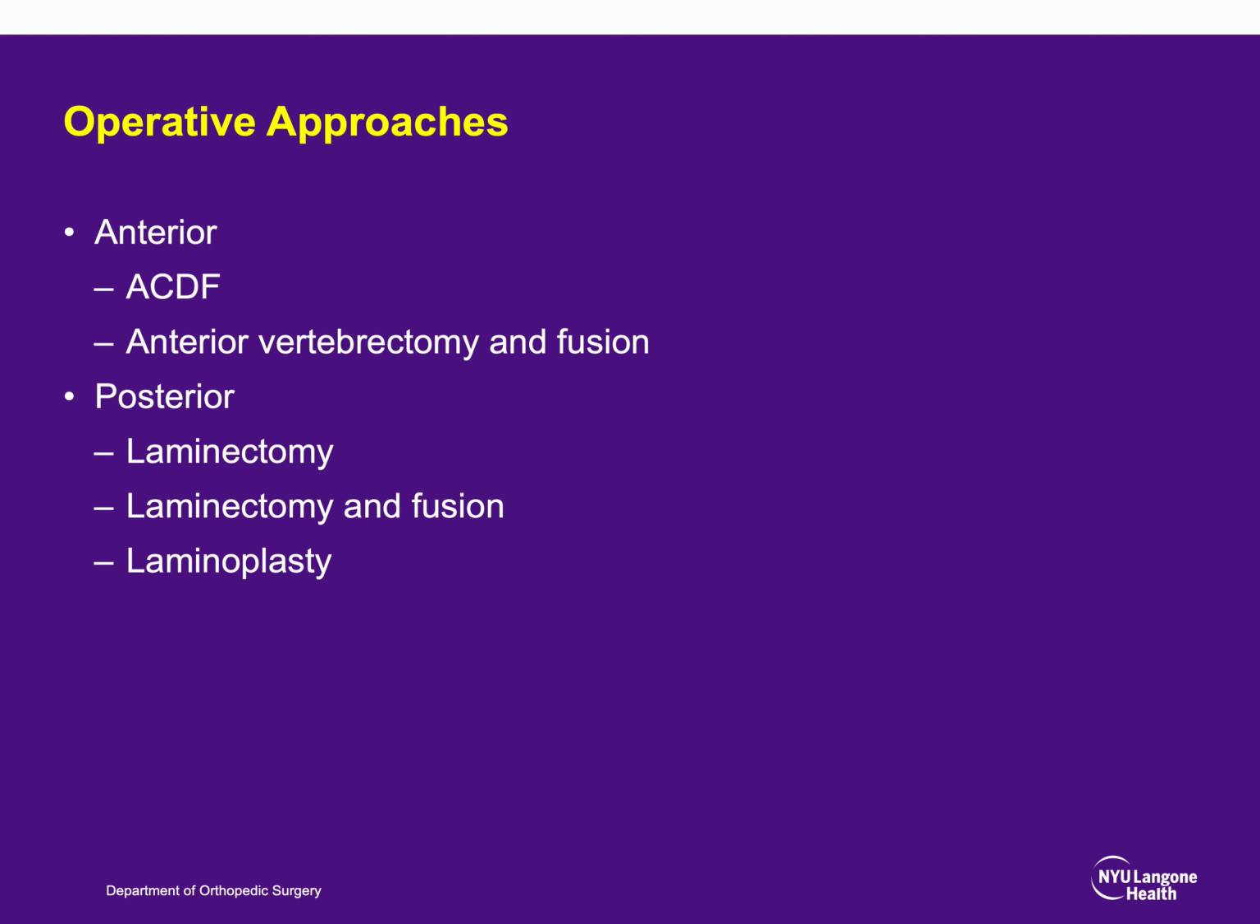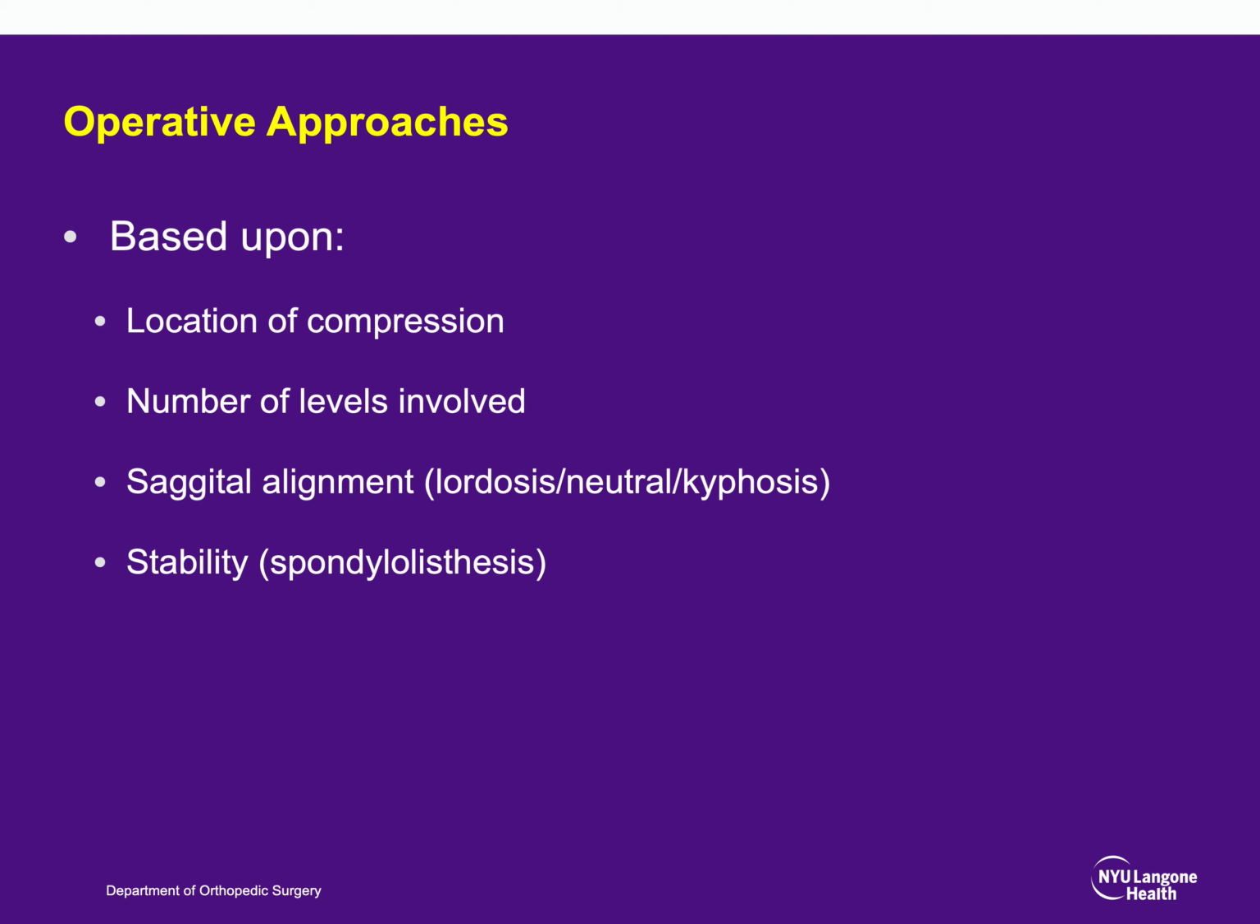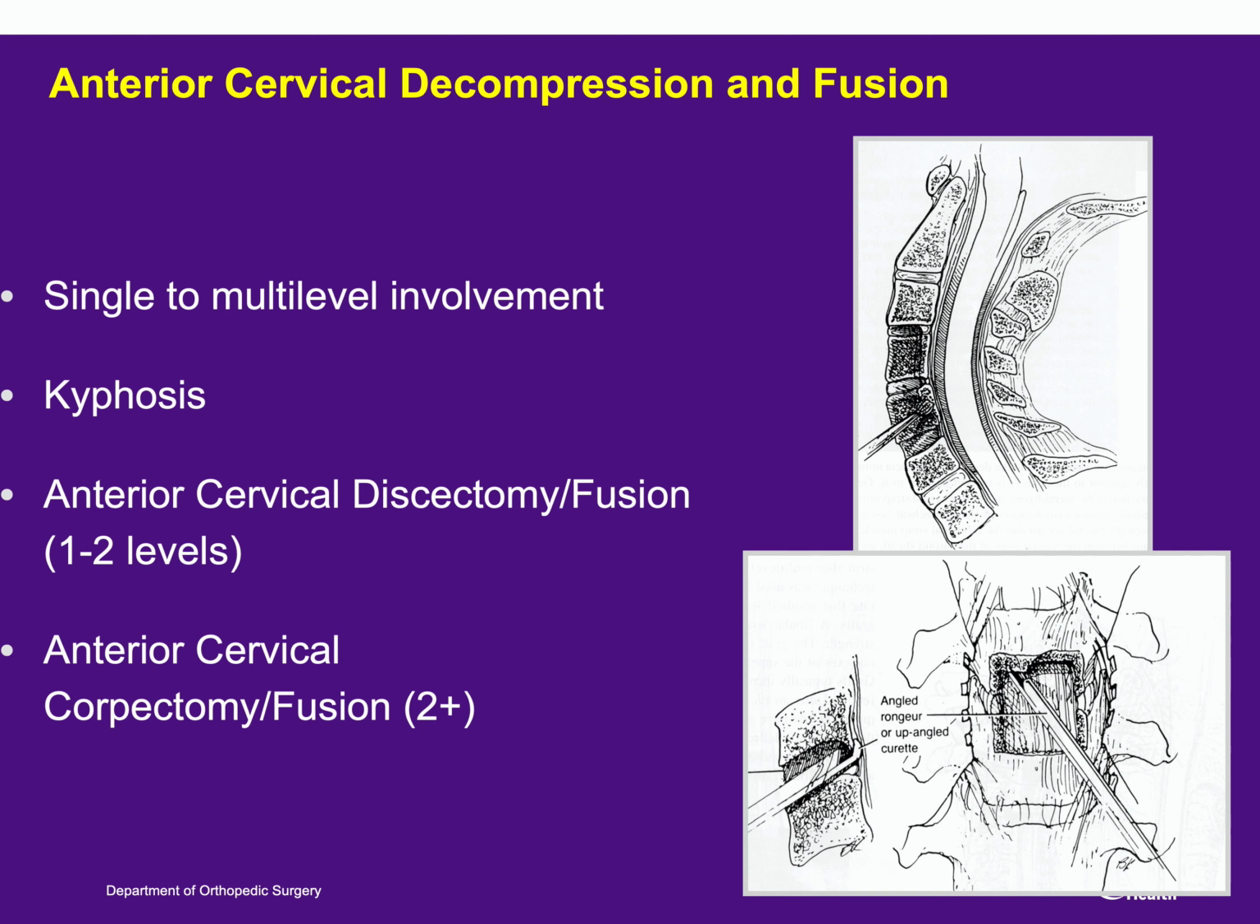Options include anterior, posterior, and combination. The approach is based on the location of the compression, number of levels involved, the sagittal alignment of the spine, and the absence or presence of instability of the spine. Anterior cervical decompression and fusion is indicated in single to multi-level involvement. If someone has a kyphotic alignment, then you need to go anteriorly to try to restore the normal alignment.